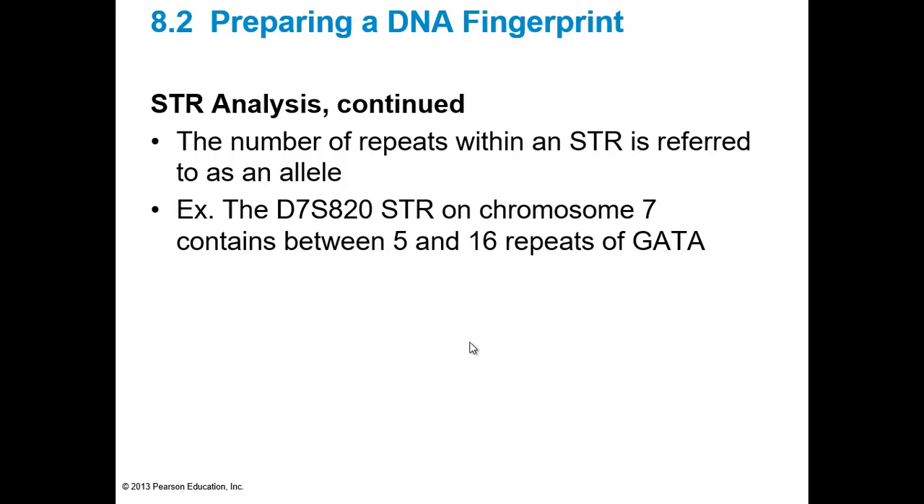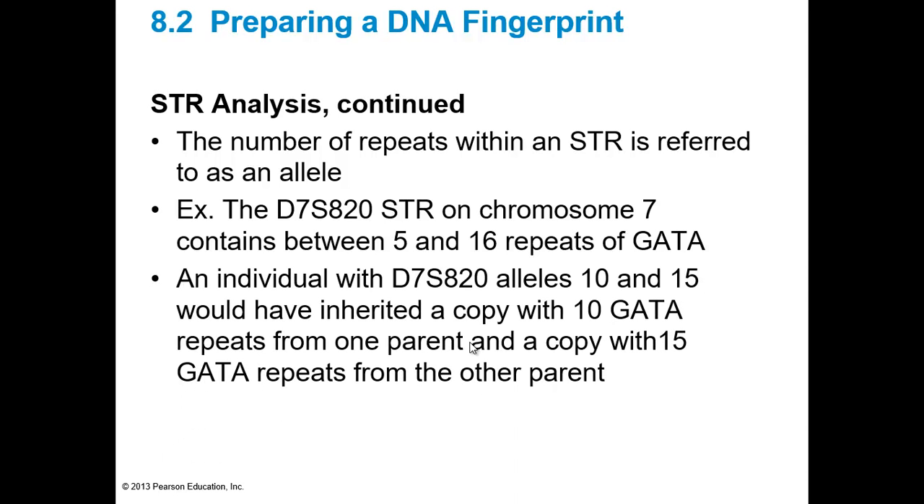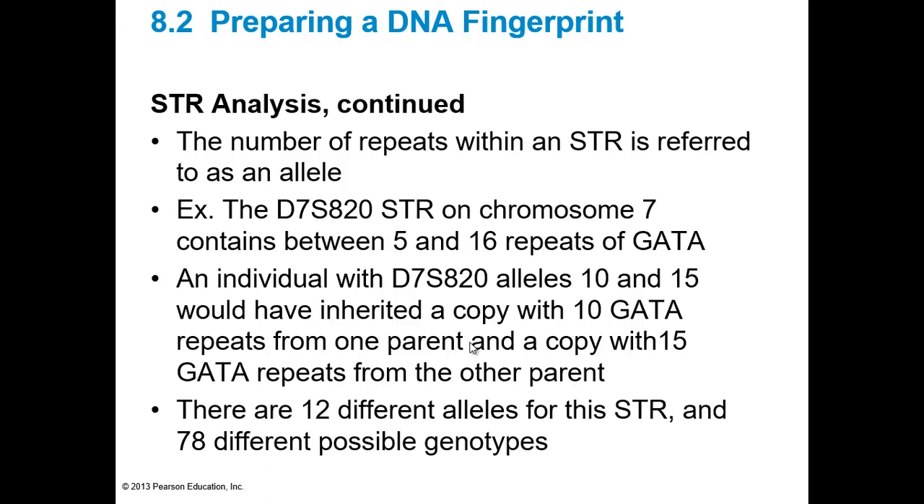And so say we have the D7S820 STR on chromosome 7, you can see 5 to 16 repeats of GATA. And say you have an individual with alleles that have 10 and 15 repeats, then they would have inherited a copy of 10 GATA repeats from one parent and a copy of 15 GATA repeats from the other parent. Okay, and so there are 12 different alleles for this STR and 78 possible genotypes. So you have a 1 in 78 chance of identifying the criminal, which is not good.